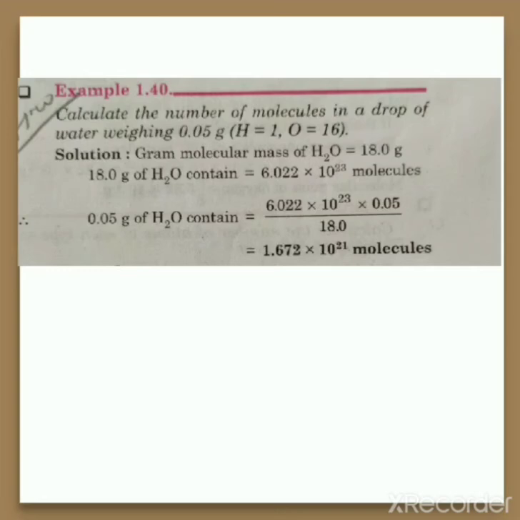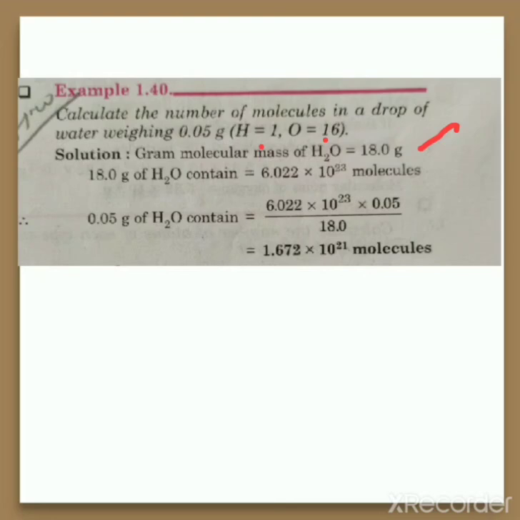Here we are talking about molecules, so we have to consider the gram molecular mass, that is equal to 18 gram for water. How did we get this value 18 gram? That is the mass of 2 hydrogen and 1 oxygen. The mass of 1 hydrogen is 1, so 1 into 2 atoms, plus 16, we got 18 gram. So this is the gram molecular mass of water, 18 gram.